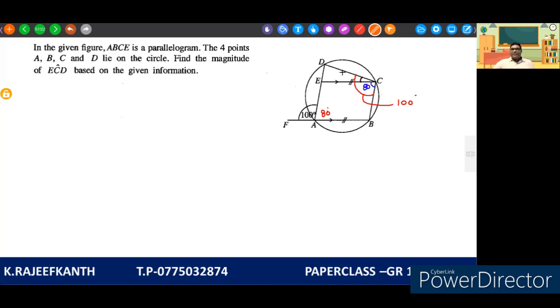So now we have to find the magnitude of angle ECD. This is 100, this one is 80. So angle ECD is equal to 100 minus 80. So that will be equal to 20 degrees. So angle ECD is equal to 20 degrees. Right? Then next one.